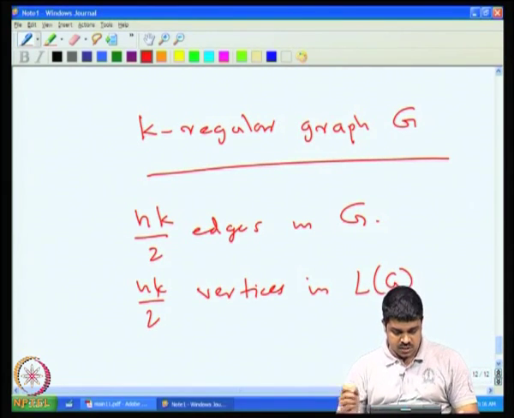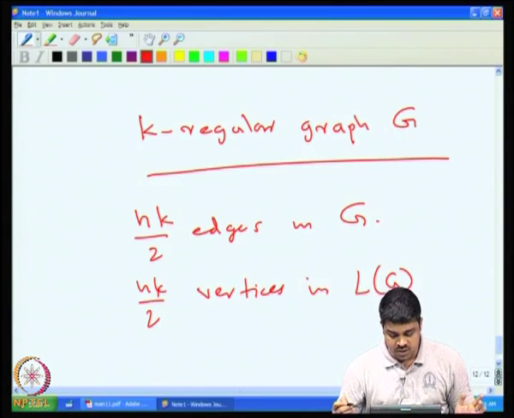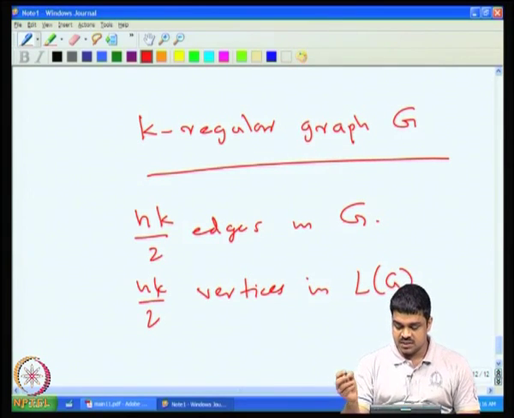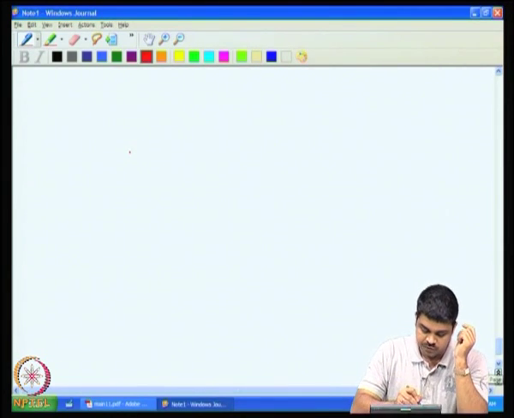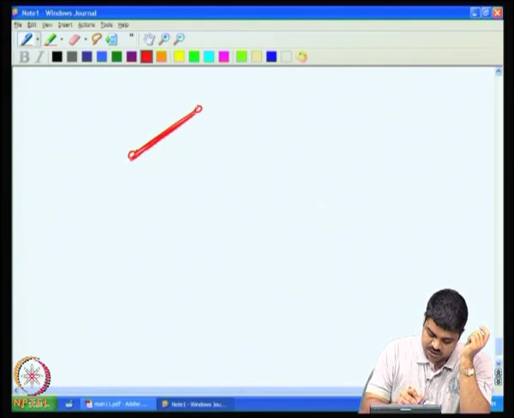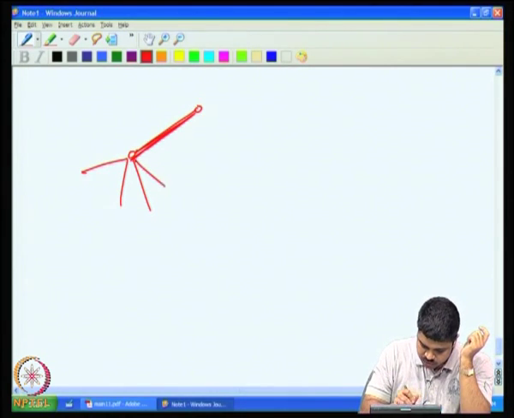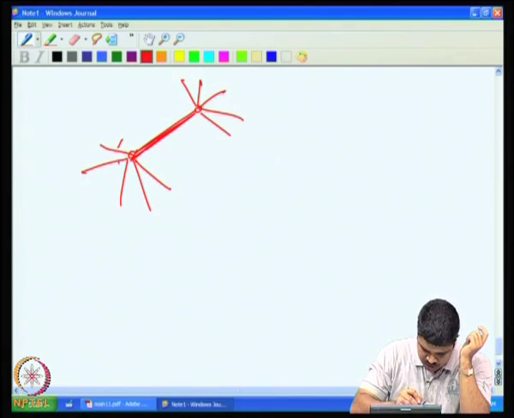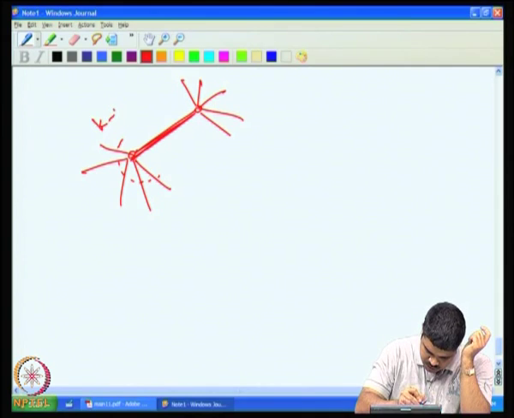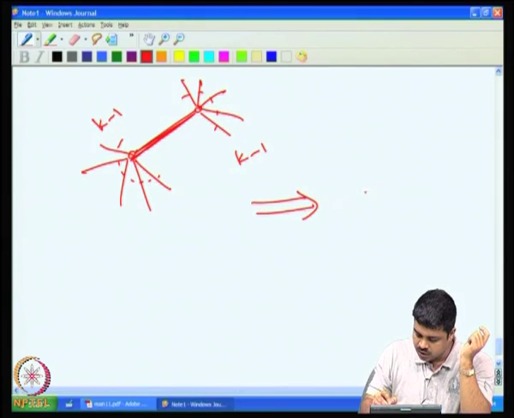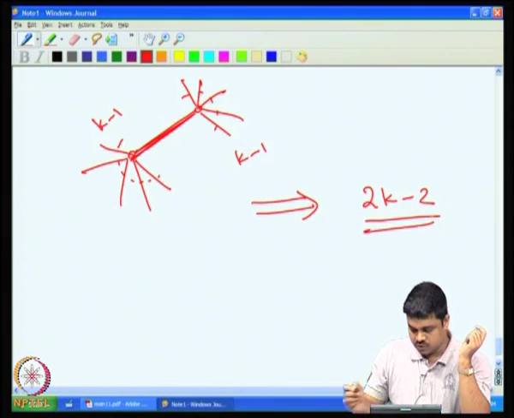Now, you may ask, is L of G a regular graph? Yes, it is a regular graph. What should be the degree of each vertex in L of G? If you look at G, this is an edge in G, and this is going to be a vertex in the line graph of G. Now, the neighbors of it are going to be these edges and these edges. How many of them are there? Because it is a k regular graph, there are k minus 1 here, and k minus 1 here, so the total degree will be 2k minus 2.